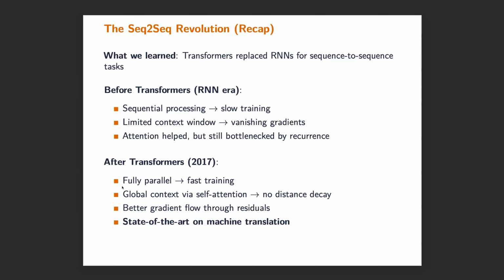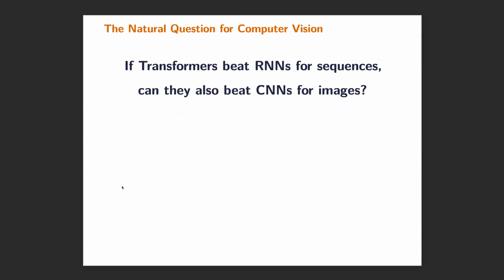We discussed the design of transformers where the residual connections help the gradient flow. And then we discussed this machine translation problem solved by transformer and how it became the state of the art. So now the question is, if transformers beat RNNs for sequences, can they also beat CNNs for images? Well, for images, like I said, we had a good run with CNNs. So let's see if the transformers are up for this challenge.